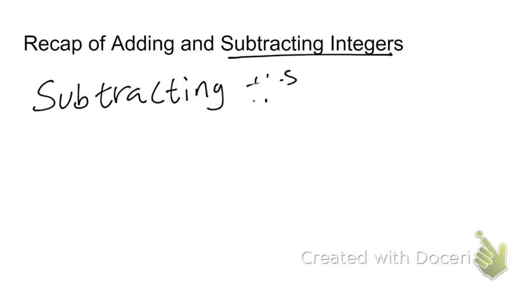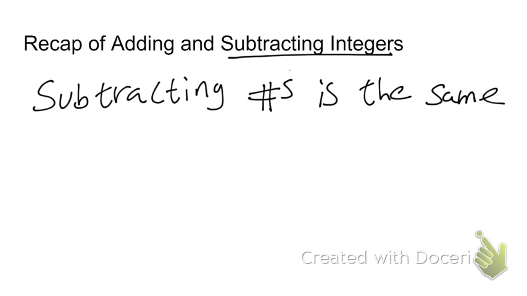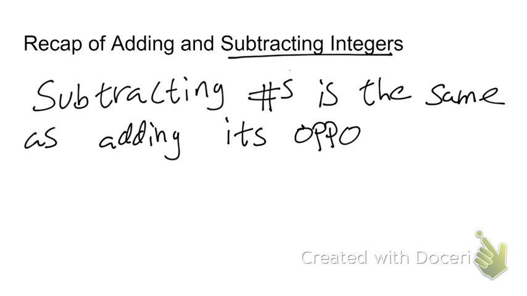So, subtracting integers. Actually, okay, all right, let me fix this. Subtracting numbers is the same as adding its opposite. So that's the key statement to remember. It kind of doesn't make a ton of sense out of context, but if you look at some examples that we'll go over, it'll make a little more sense.